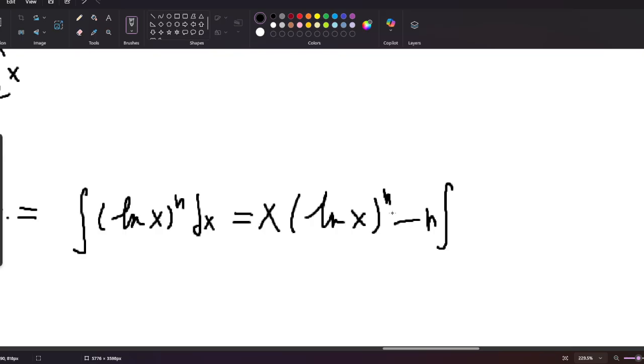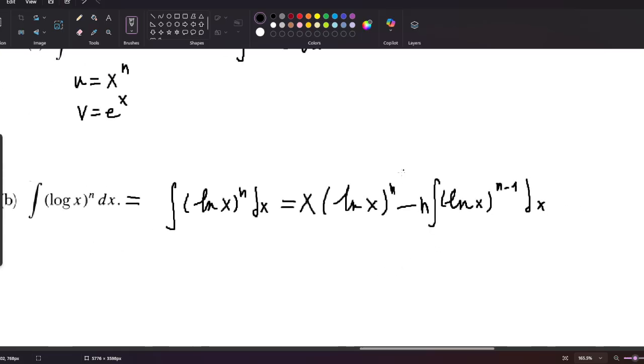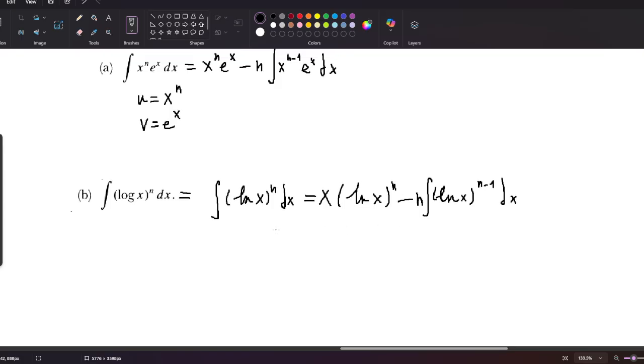And x over x is just 1. So we're going to have the natural logarithm raised to the power of n minus 1 left, integrated with respect to x. I forgot to mention the n here because I have already included it. That's part of the derivative too. Okay, cool. We have found the reduction formula for this integral.